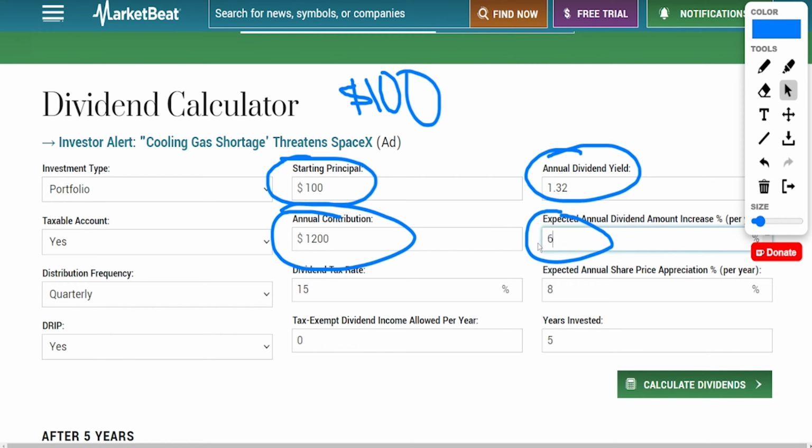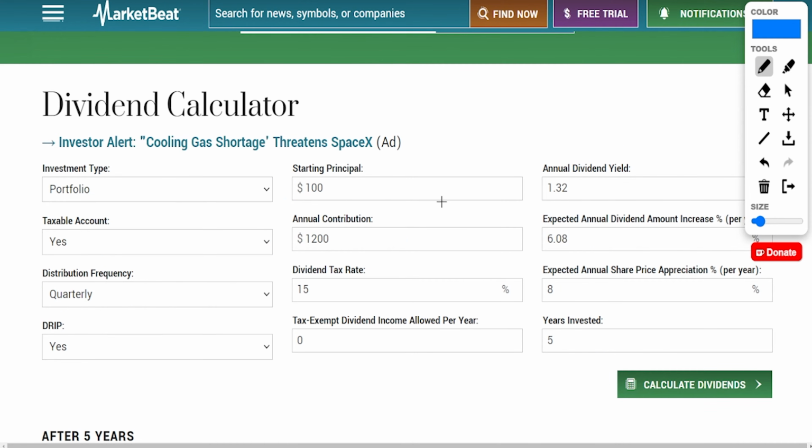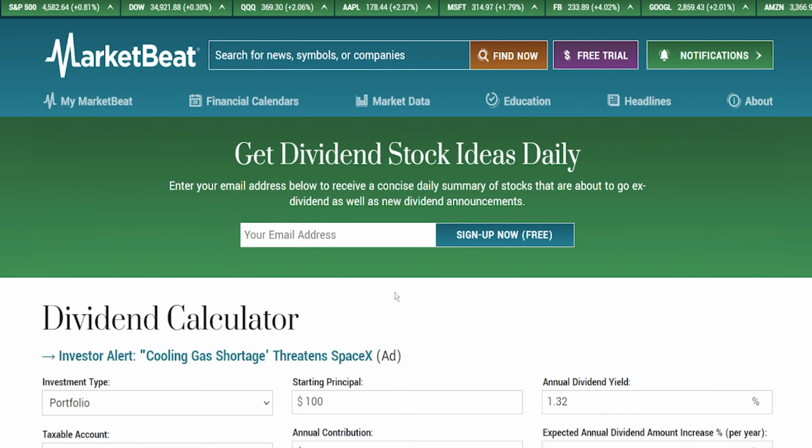So 6.08, and then we're going to do a frequency distribution quarterly, and then we're going to also do annual share increase of about 8%. We're going to reinvest the dividends we earn in here, and we're going to start off with investing for 5 years, and then we're going to see what it's going to be like for 10, 20, and even 30 years. All right, so let's go ahead and calculate and see how that's going to turn out for us in the first 5 years.